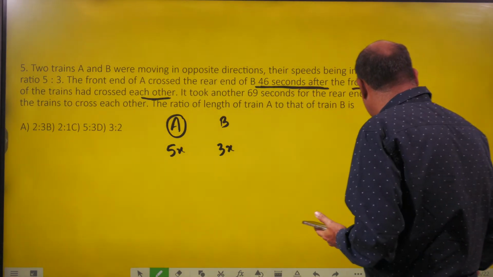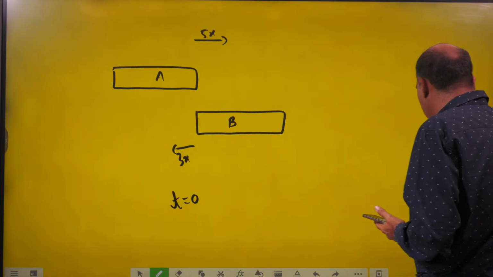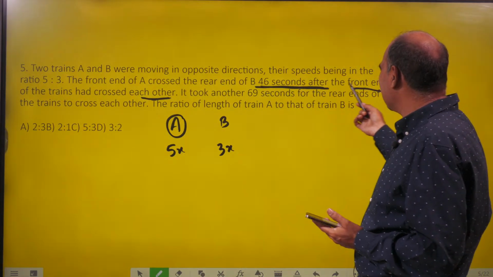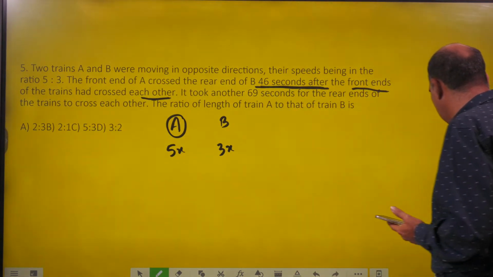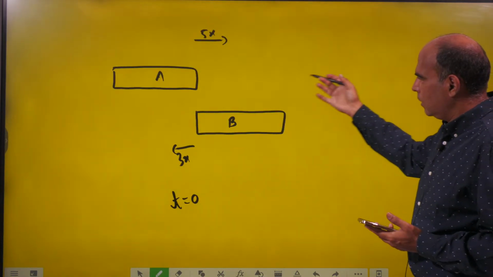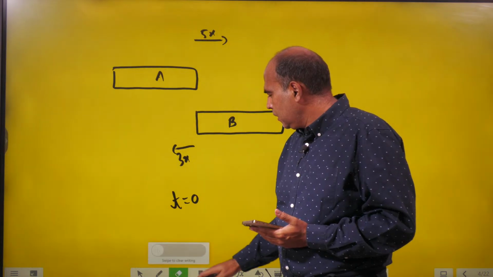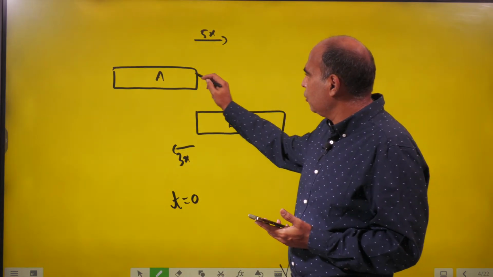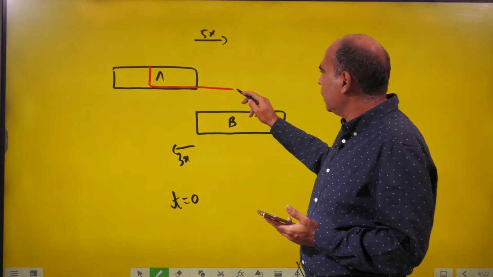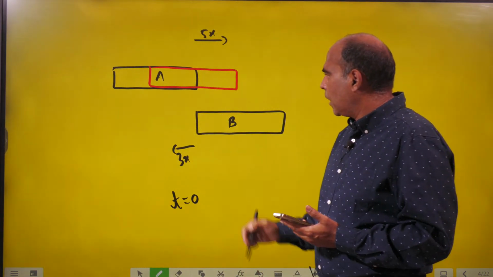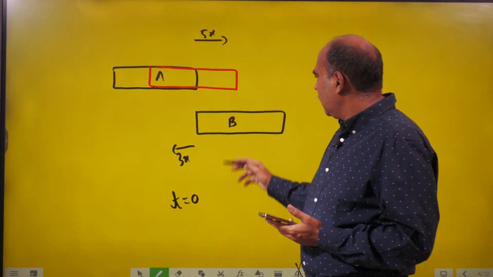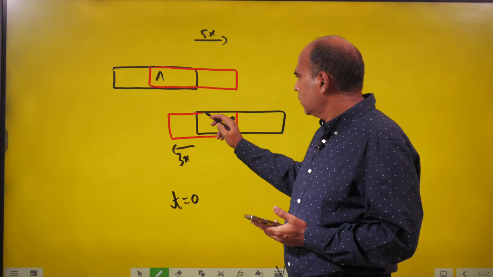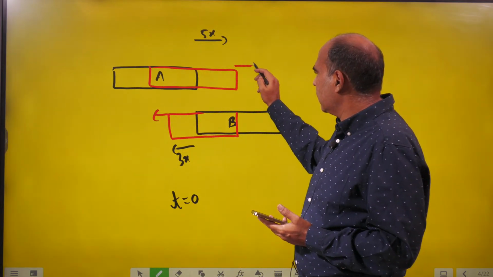Now, the first trigger in this question tells us that at 46 seconds after this point. Why I'm talking about this as t equals 0 is because the question tells us that the front end of A crossed the rear end of B 46 seconds after the trains had crossed each other. So what this is telling me is that A would have come a little bit ahead. Since this is a digital board and we have the luxury of multiple colors, let's use multiple colors here. So the position of A is somewhere here now, and the position of B is now somewhere here. B has come this side, A is still going that side.